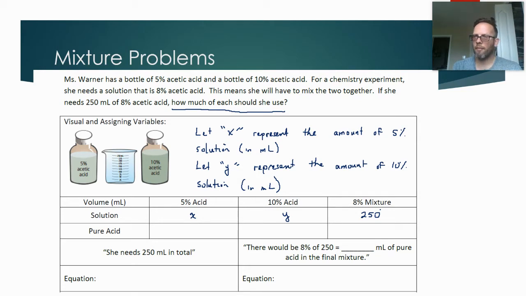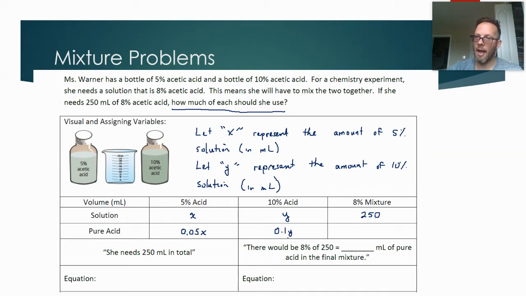Now, let's keep track of the total amount of acid. Remember I said that a 5% solution means it's 5% acid and 95% water. Well, how much acid is in there? How do you find 5% of something? Well, to find 5% of something, you make 5% a decimal, 0.05, and you multiply it by that something. The amount of acid in that first bit is 5% of X, or 0.05X. And the amount of acid in the second mixture, well, if you want to find 10% of something, you multiply by 0.1. 0.1 times Y.